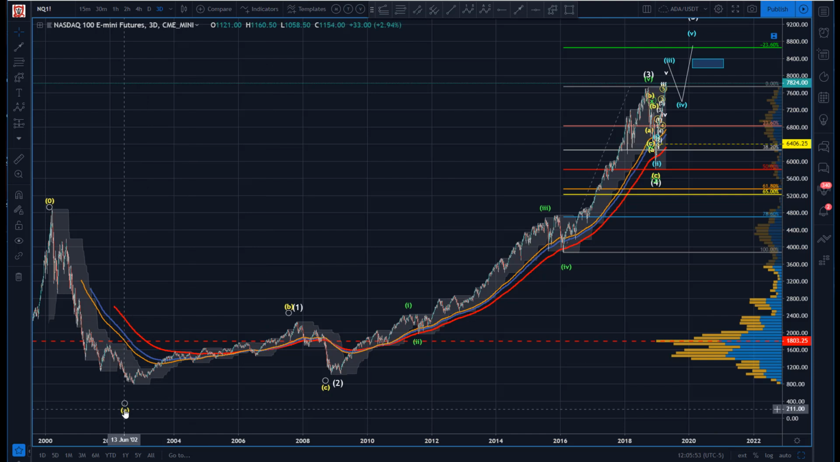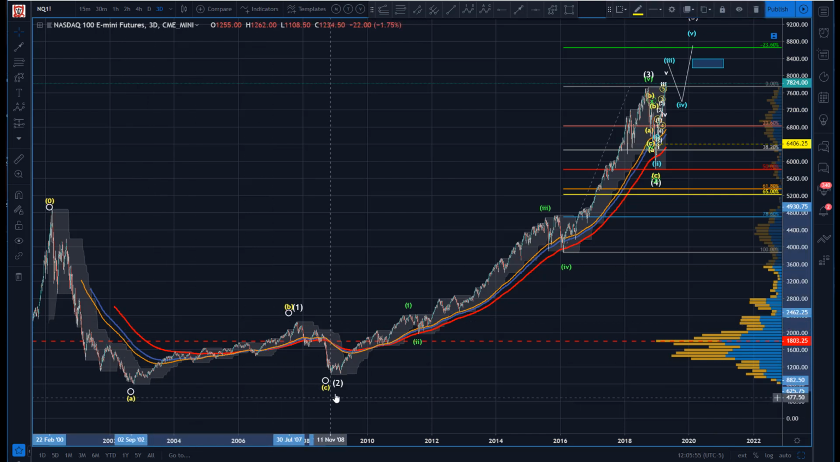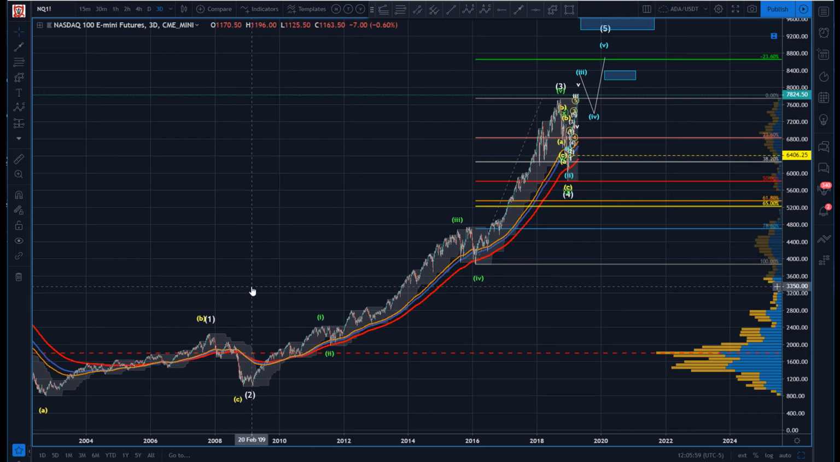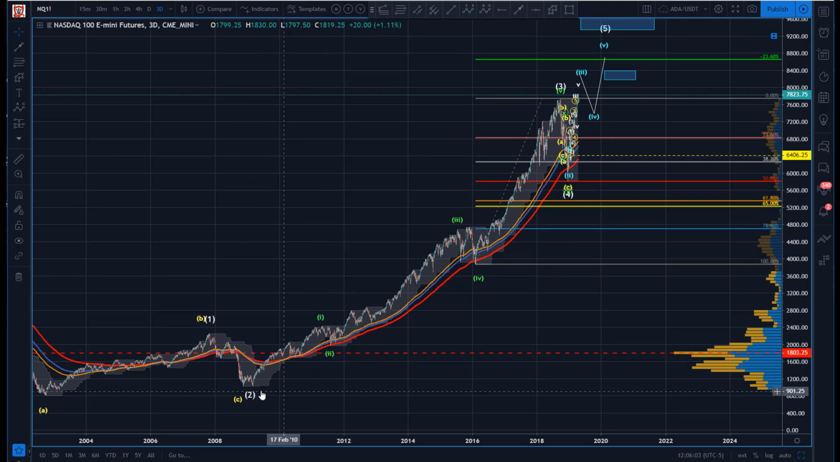If I've got this wrong, if this is A, B, C, and then we're just starting up here, well, what does that do for us? We still have to reconcile that it's hard not to see this move from our 09 lows up to, as we've just now taken that high out, as a completed impulse.